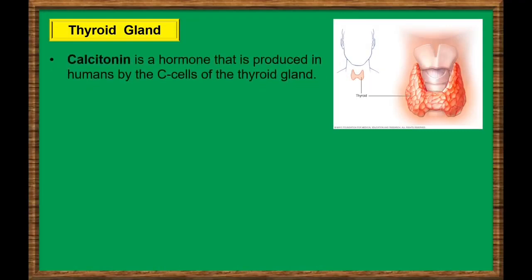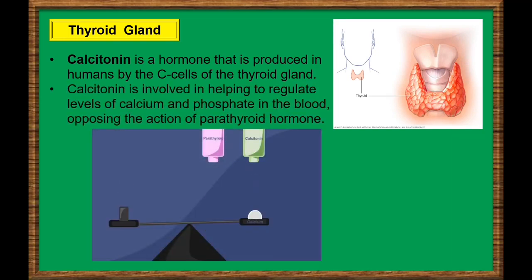Calcitonin is a hormone that is produced in humans by the C cells of the thyroid gland. Calcitonin is involved in helping to regulate levels of calcium and phosphate in the blood, opposing the action of parathyroid hormone. This means that it acts to reduce calcium levels in the blood.